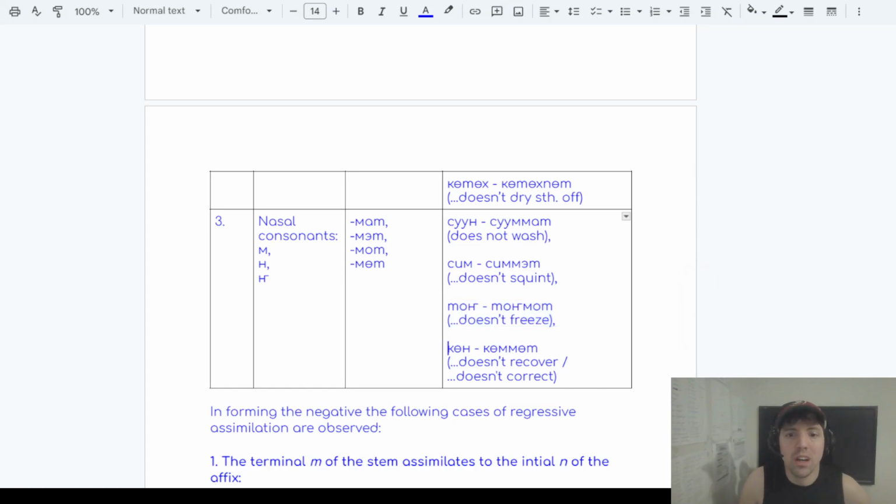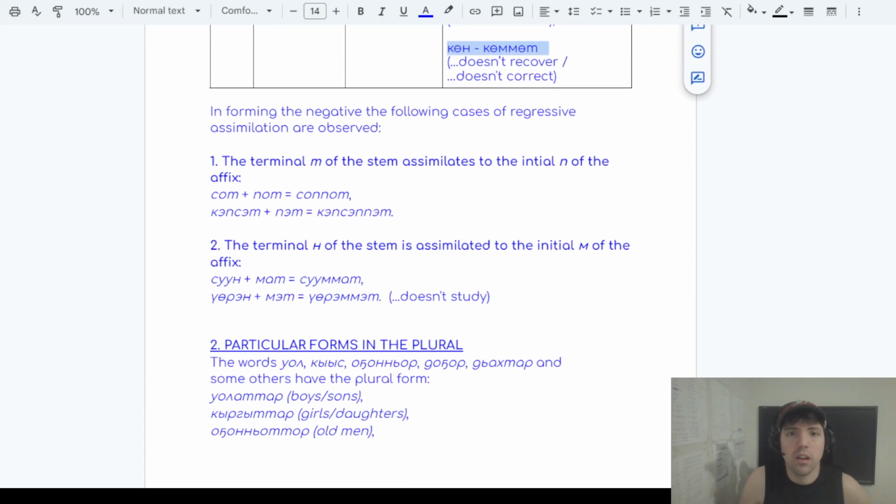Kun, to recover or to correct someone. Kumut, or something. Doesn't recover, doesn't correct. All right. In forming the negative, the following cases of regressive assimilation are observed.